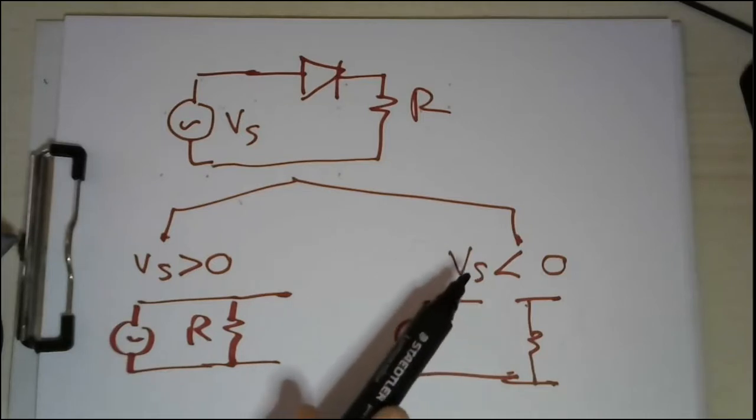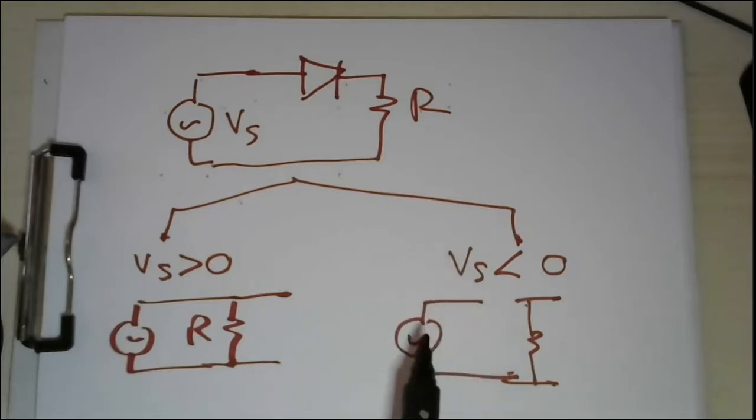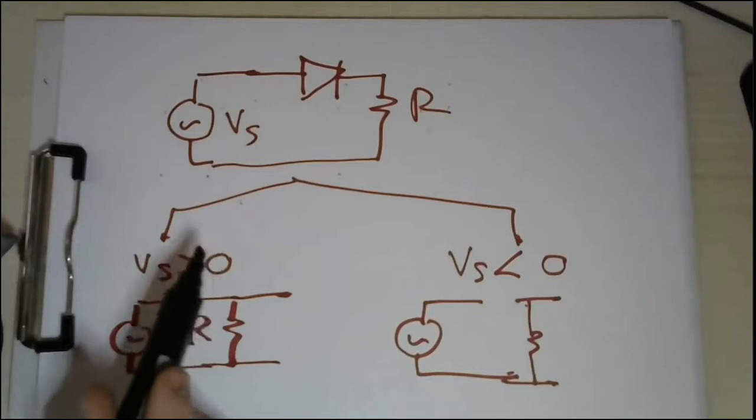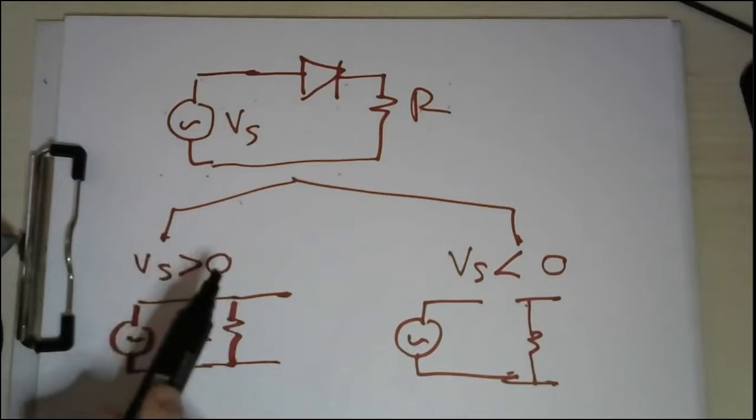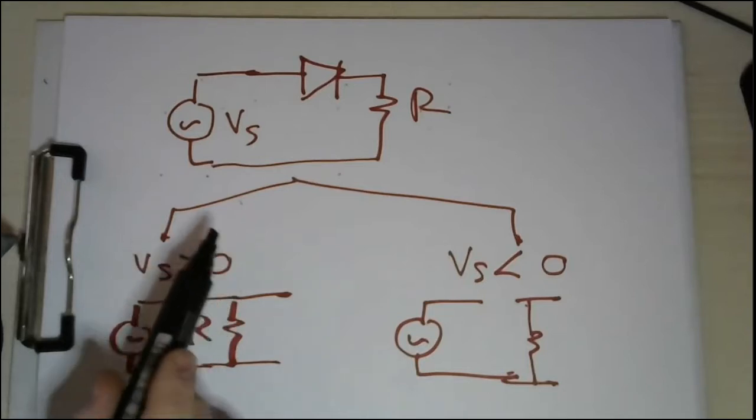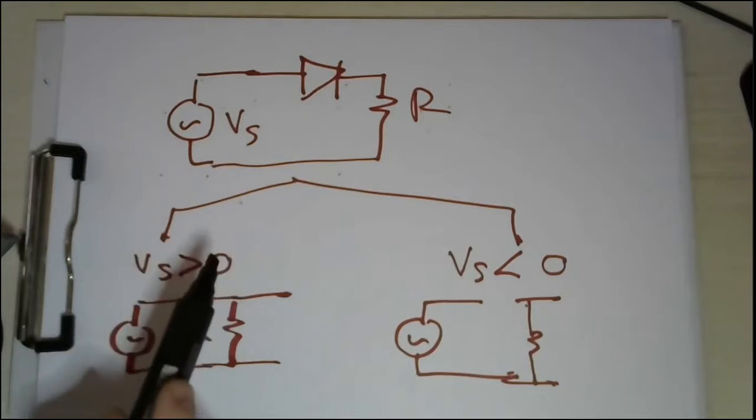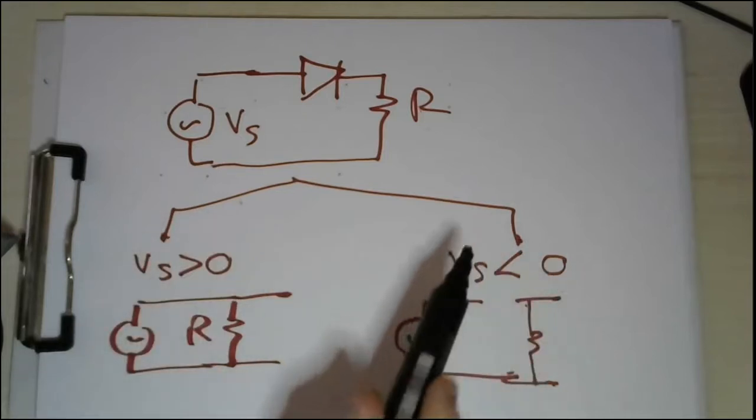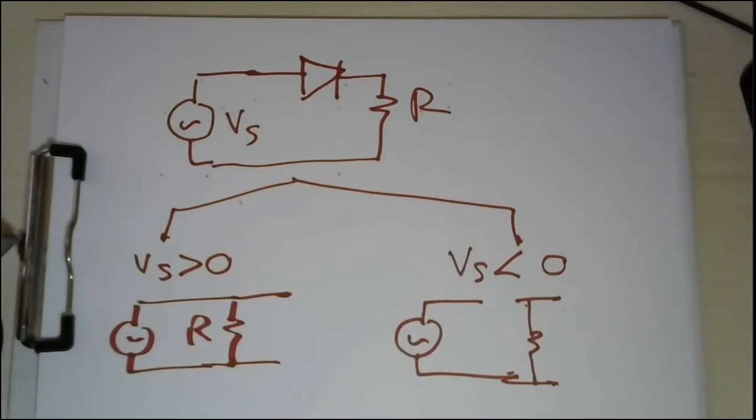However, when the voltage is smaller than 0, we have this open circuit, which means that there is no current reaching this resistance. And that means that the output is shorted through the resistor, and the output will be equal to 0. So this circuit will pass voltage only if the voltage is greater than 0. Whenever the voltage is smaller than 0, no voltage will come out, or the output voltage will be equal to 0. So let's return back to this circuit here.